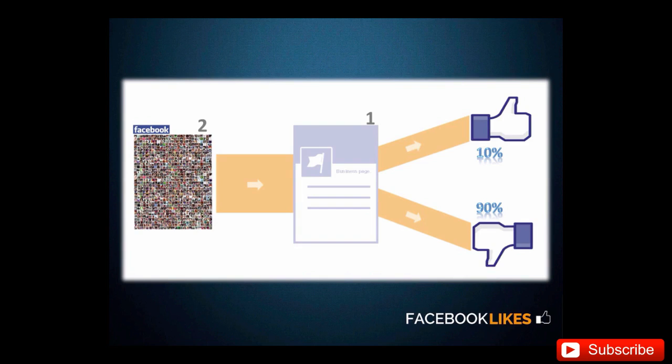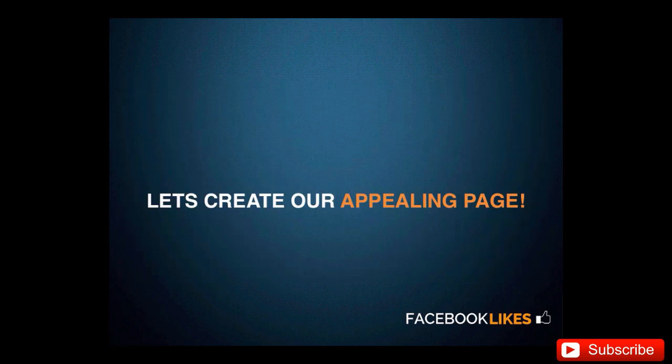The second step is to get the 1.23 billion people currently on Facebook to look at our page. Unfortunately, we're not going to be able to get all of them. I'm going to show you the best strategies to get as many people as you can onto the page and therefore increase the number of people going through our funnel. So that's the second step. The first step is to create our page in the most appealing and optimized way possible.